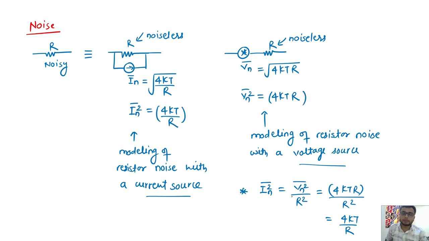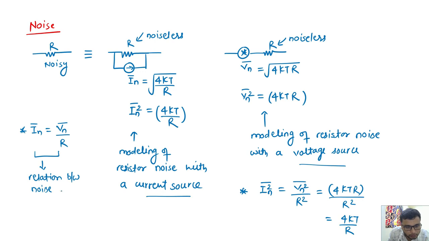So from this relation we can prove it directly. And this is the mean square value. If we want to write it in terms of the true value, then it is nothing but simple voltage divided by resistor. That is a simple relation that we know, the relation between noise current and voltage. So this is the brief about the noise consideration of the resistor.